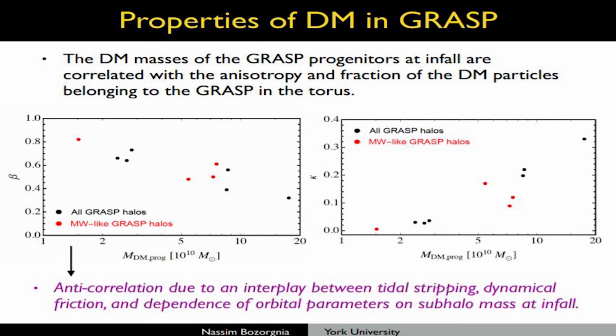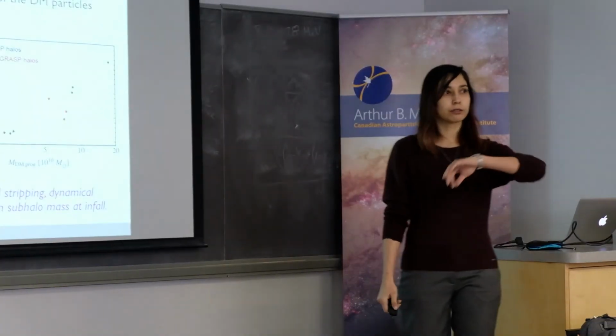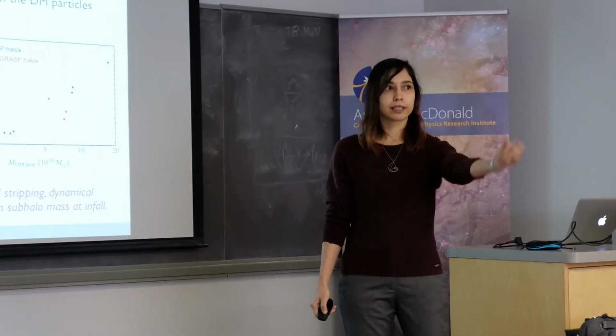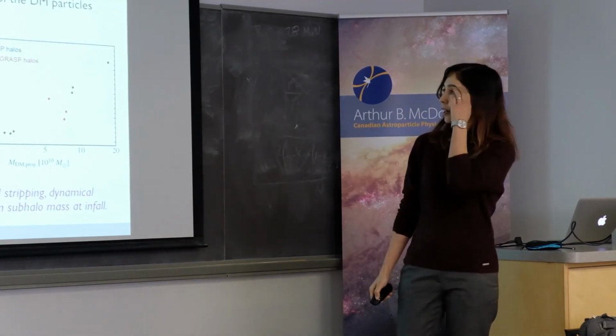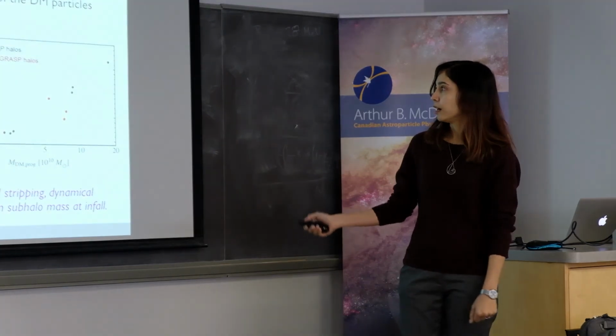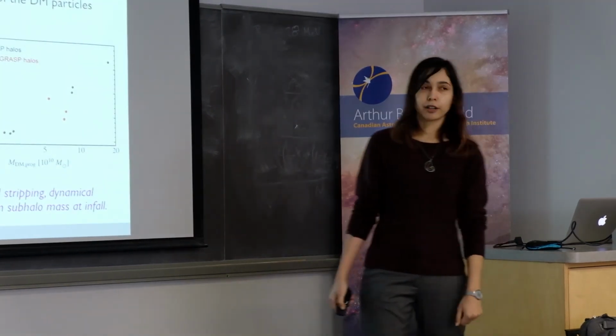This is quite standard: you have a higher fraction if you have a higher dark matter progenitor mass at infall. But this one can be quite complicated. It's really an interplay between tidal stripping, dynamical friction, and also the dependence of the orbital parameters on subhalo mass at infall. So one has to really trace back in time the orbits of these particles and see where they come from and why the more radially anisotropic ones come from larger dark matter progenitors.